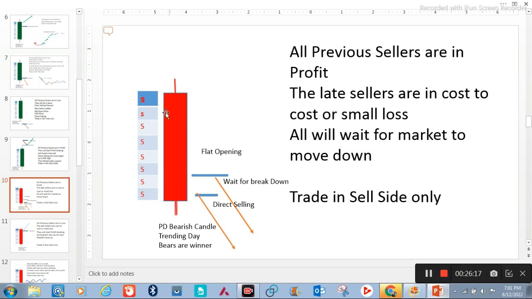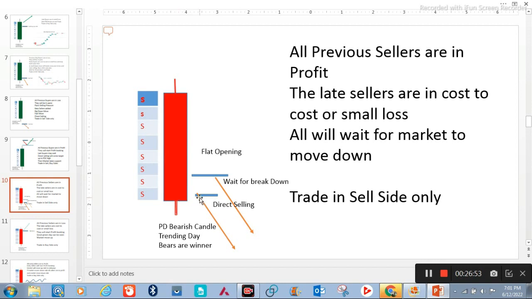Next day it is in favor of the previous day only. Next day market will move in the direction of the previous day because it is in favor of the previous day sellers. Market will move down. Suppose it is opened somewhere here. This is the opening price. This is the closing price.